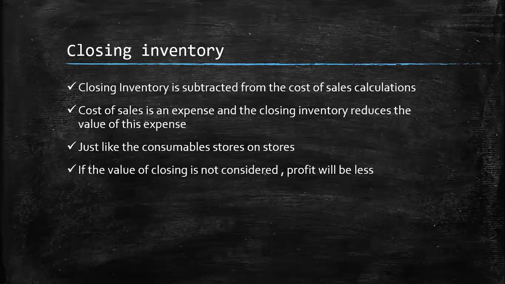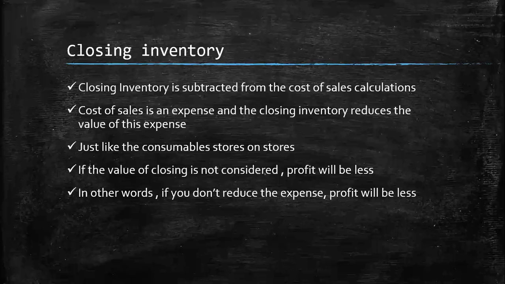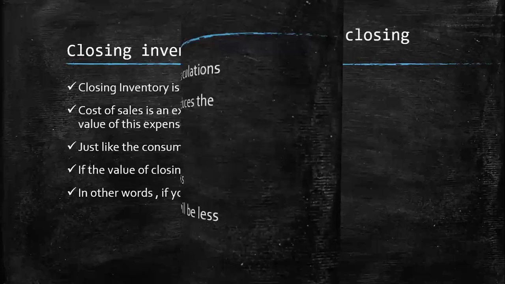If the value of closing inventory is not considered, profit will be less. In other words, if you don't reduce the expense, profit will be less. So the value of closing inventory reduces an expense account, which is cost of sales. So it works the same as the consumable stores on hand. The closing inventory reduces the value of cost of sales, which is an expense. Consumable stores on hand also reduce the value of expenses, which is your stationery, packing material, and cleaning material.